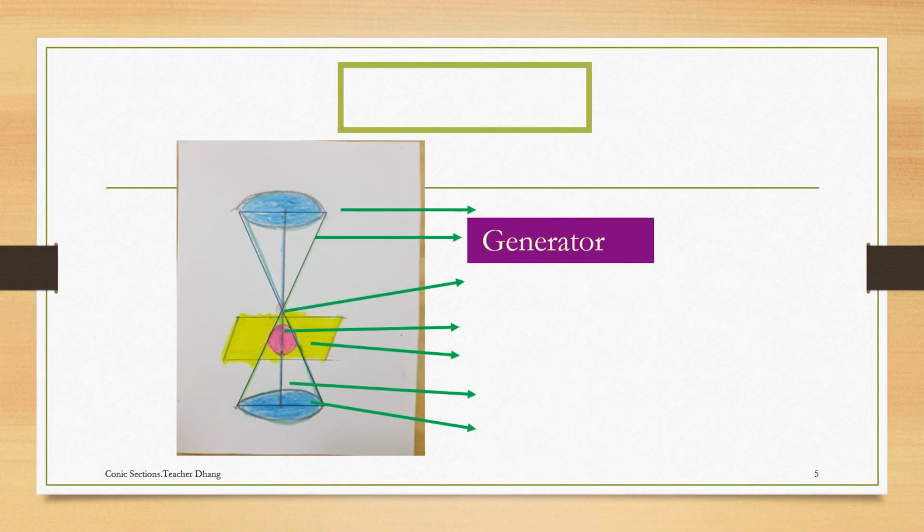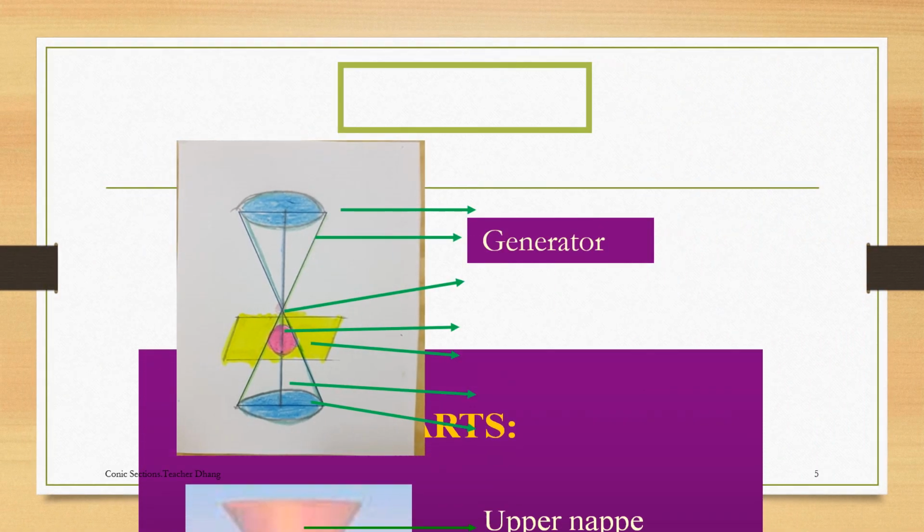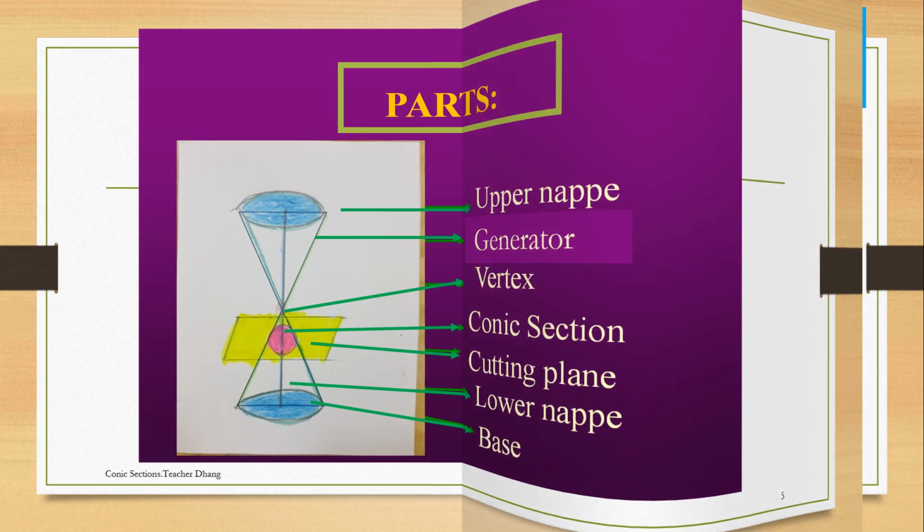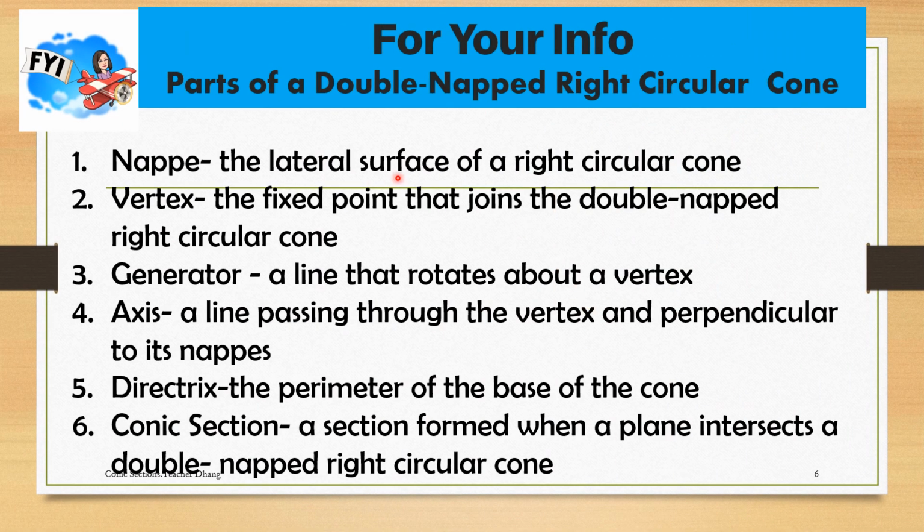In this slide, you will learn about the different parts of a double nap right circular cone, such as the upper nap, the generator, the vertex, the conic section, the cutting plane, the lower nap, and the base. For a clear understanding of the parts of a double nap right circular cone, the definition of each part is given below. Please read with me.